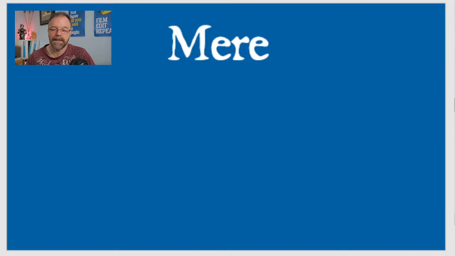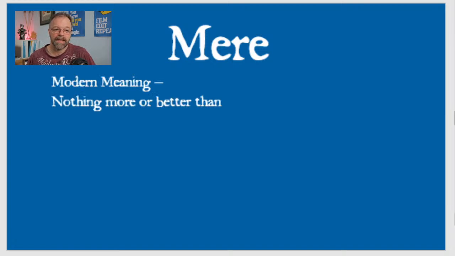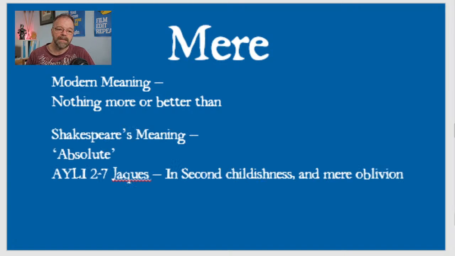Our third one, mere, not meerkat. You might know mere in the modern sense as being nothing more or better than. So it's something small, it's inconsequential, it's a mere flesh wound, it's nothing that I need to worry about. But Shakespeare's use of it actually meant absolute. So it was absolute, all-encompassing, it was complete.